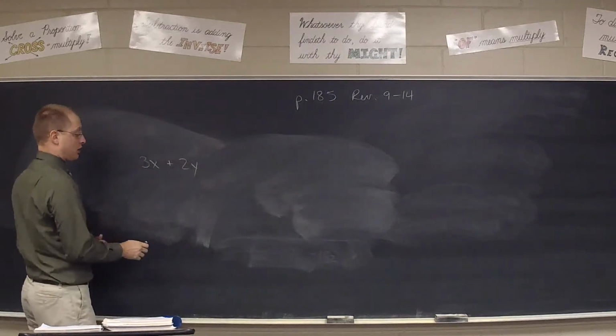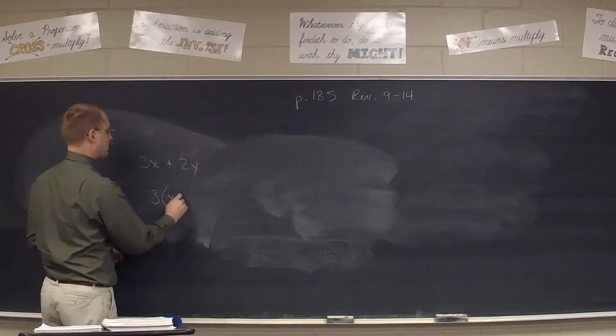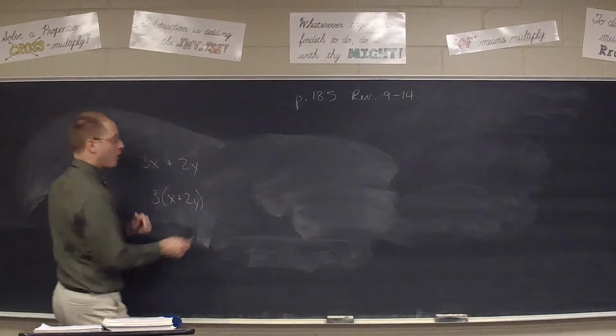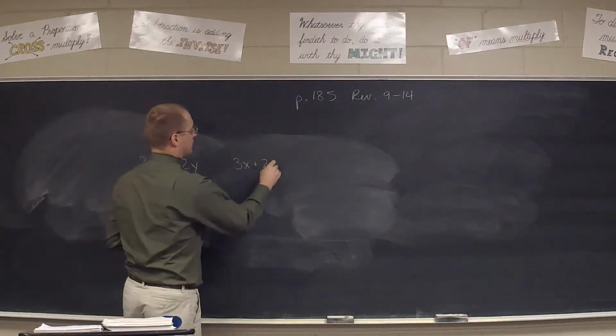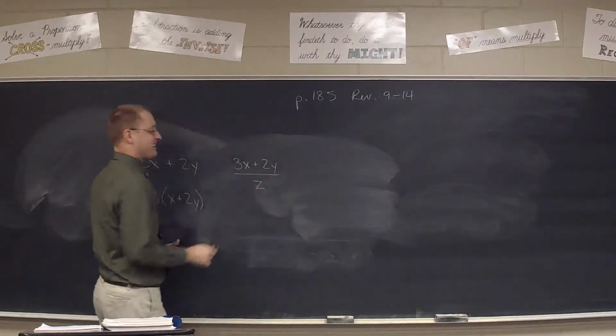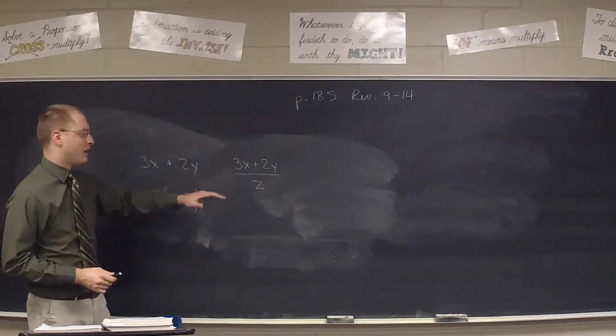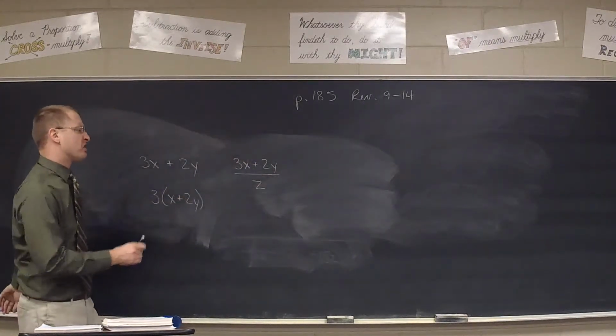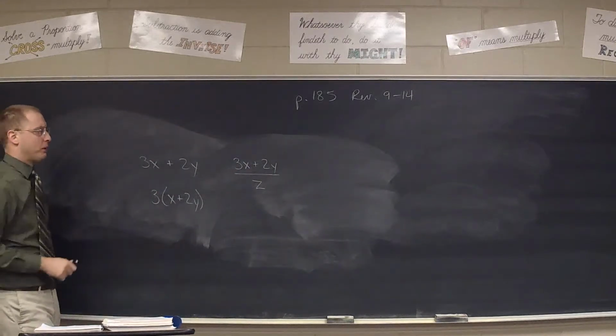So 3x plus 2y is 2 terms. But 3x plus 2y in parentheses is all one term because the plus sign is within a grouping, or even 3x plus 2y over z. This is all one term because it's grouped again. But the numerator is a binomial, the whole expression, a monomial. Okay, so just again, some review back to the earlier part of the year.